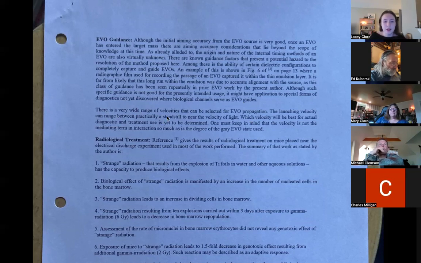There is a wide range of velocities that can be selected for EVO propagation. The launching velocity can range between practically a standstill to near the velocity of light. Which velocity will be best for actual diagnostic and treatment use is yet to be determined. One must keep in mind that the velocity is not the mediating term in interaction so much as the degree of the gray EVO state used.